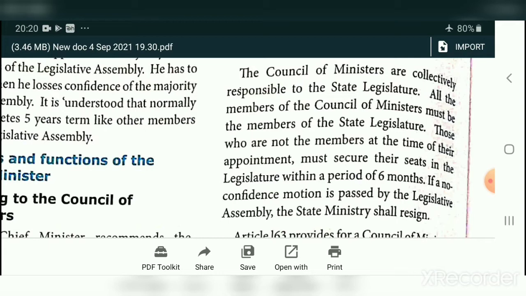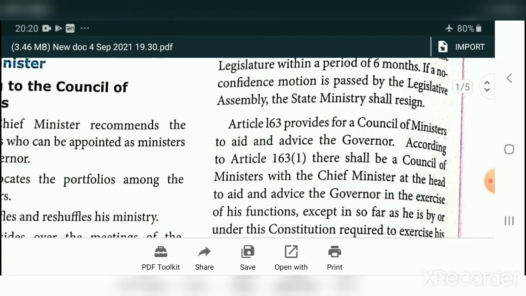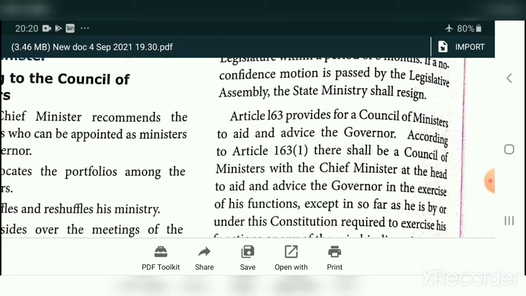If a no confidence motion is passed by the legislative assembly, the state ministry shall resign. If the majority party loses its majority and the no confidence motion is passed in the lower house, immediately the council of ministers should resign their posts. Article 163 provides for a council of ministers to aid and advise the governor. So the council of ministers can help and give their advice to the governor. This is said by Article 163.